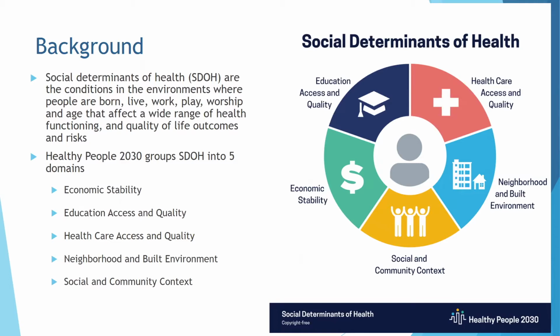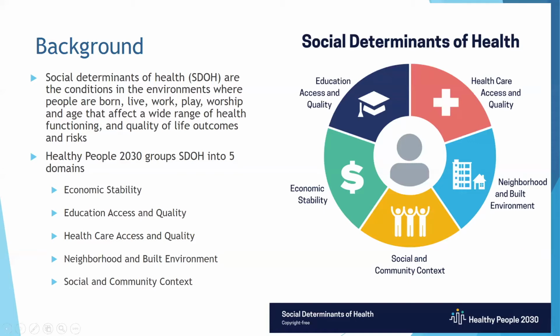Neighborhood and built environment is the connection between where a person lives, their housing and their neighborhood and that environment, and their health and well-being. And it includes topics like housing quality, access to transportation, availability of healthy foods, air and water quality, and neighborhood crime and violence. And then lastly, social and community context encompasses the connection between the characteristics of the context in which people live, learn, work, and play, and their health and well-being. And it includes topics like community cohesion, civic participation, conditions in the workplace, and incarceration.